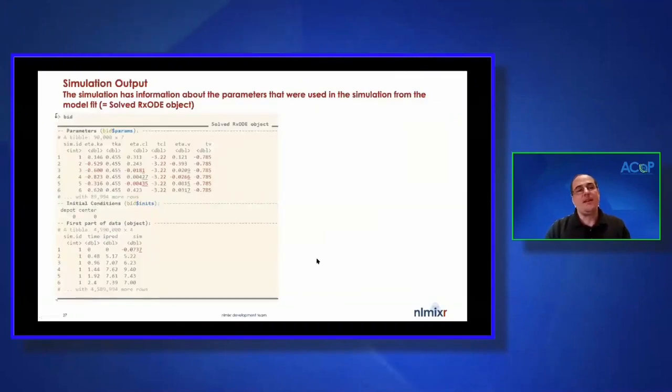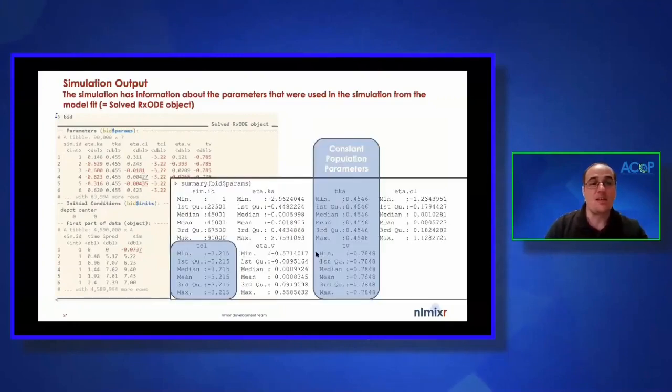With this fit, you can see it's an RxODE solved object, which is similar to an nlmixr solved object. It's actually a data frame that you can do certain things with and extract certain pieces from. One thing you can extract is the parameters, this BID$params, for instance. When you summarize it, you can see that these TKA, TV, and TCL have the exact same value throughout. There is no uncertainty in these parameters. So you can say this is a simulation without uncertainty in the fixed effects parameter estimates.